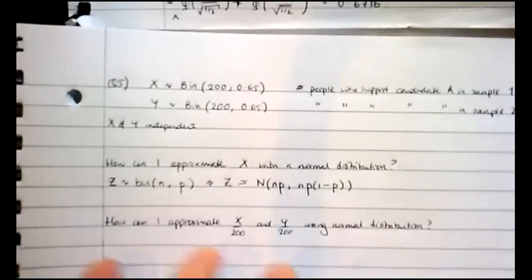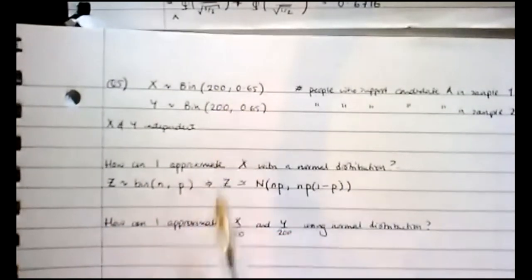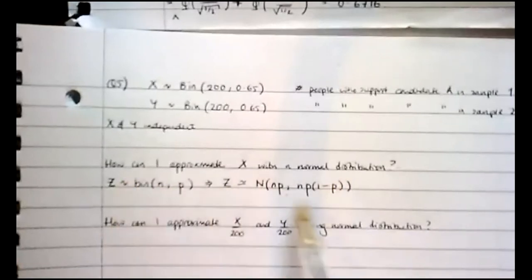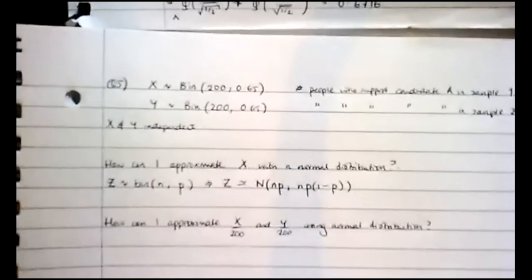So I could just put in the parameters that I was given here, so 20 and 0.25, into this representation, but this wouldn't give me X divided by 200. It would give me an approximate distribution just for X. So what happens when I multiply a random variable by a constant? How does that affect the mean, and how does it affect the variance?